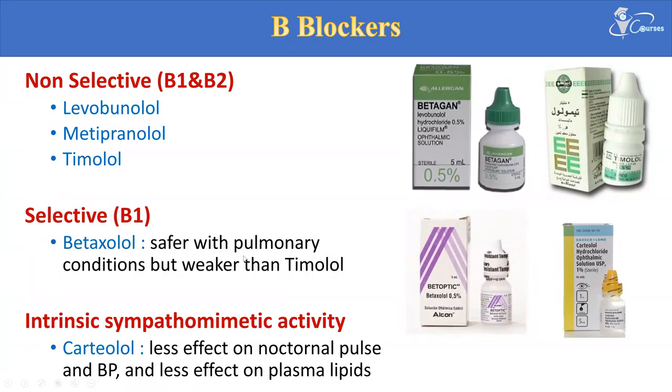However, at the initiation of the treatment, initially they will cause mild sympathomimetic activity, as if it is an agonist, as if it is stimulating the sympathetic. So this will result in decreasing the incidence of bradycardia or bronchospasm, such as carteolol. Carteolol will show less effect on the nocturnal pulse and the blood pressure because it will show initial sympathomimetic activity, and less effect on the plasma lipids.